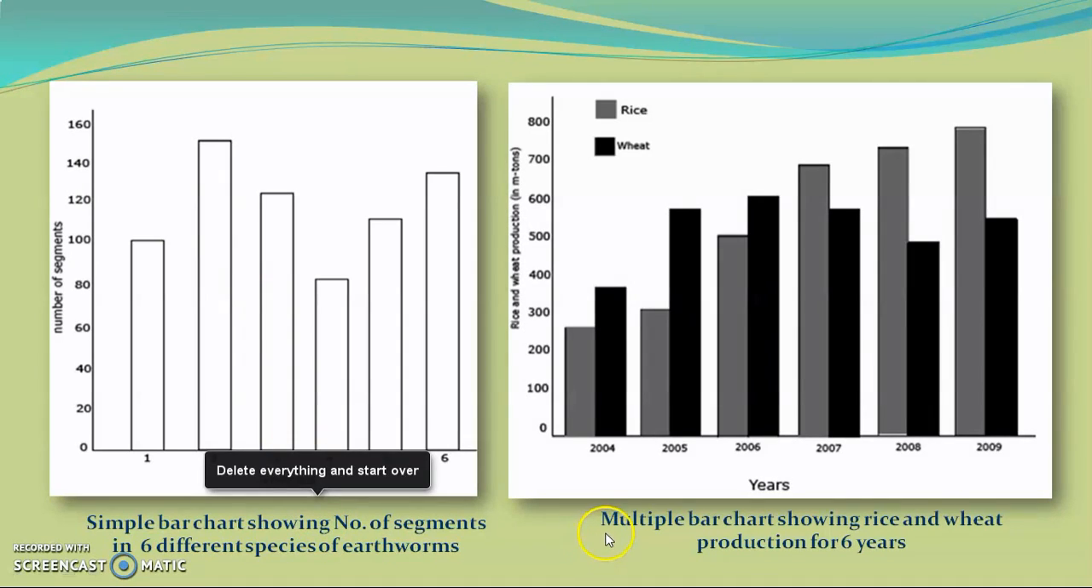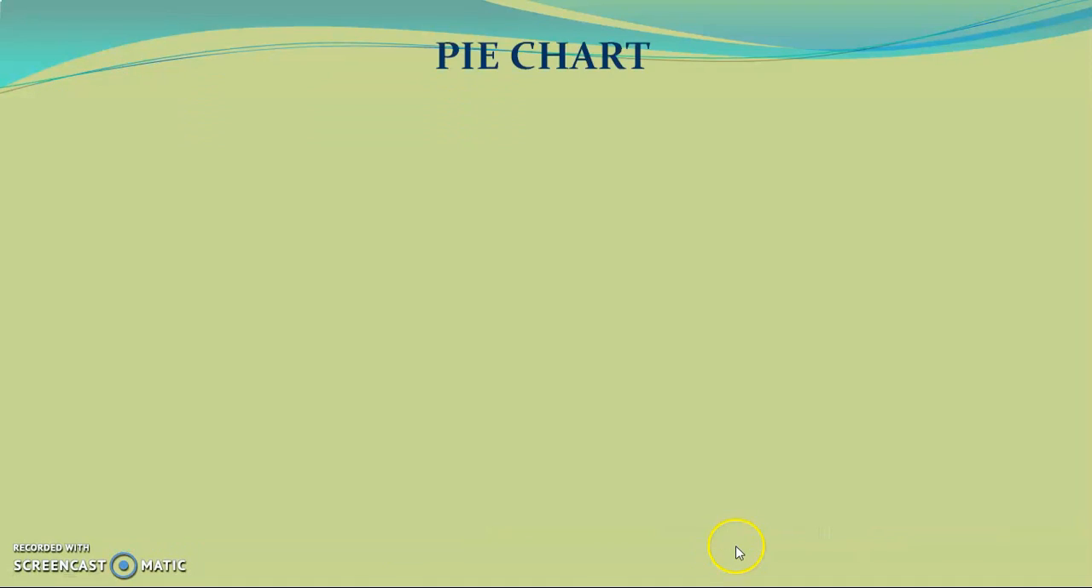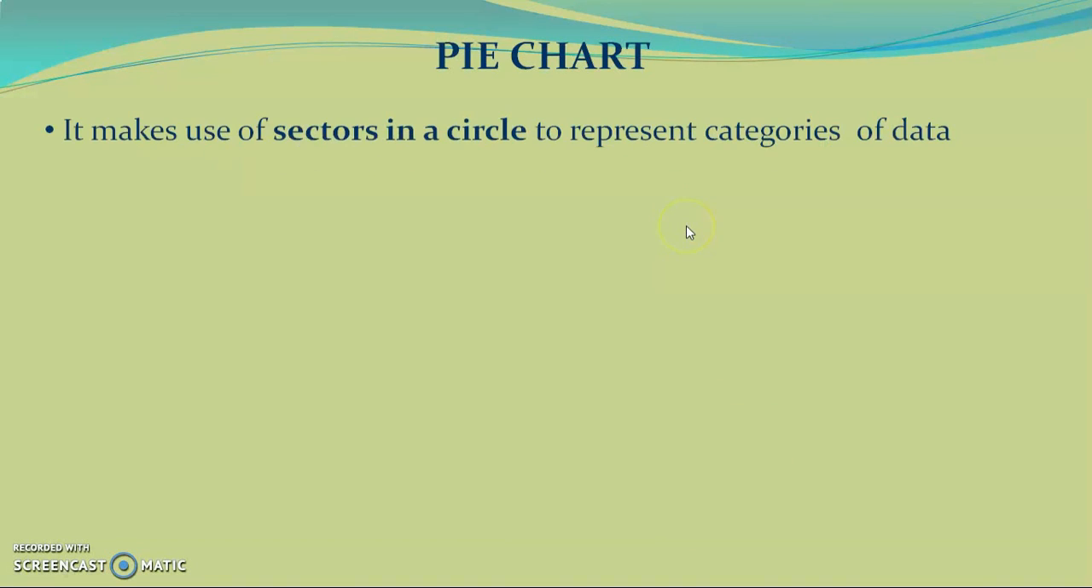See, the second type of bar chart is a multiple bar chart. It shows two different dependent variables according to each independent variable. In the year 2004, the yield of rice and the yield of wheat are represented here. Since two dependent variables are represented against each independent variable, we call it a multiple bar chart. The last chart you have to study is the pie chart.